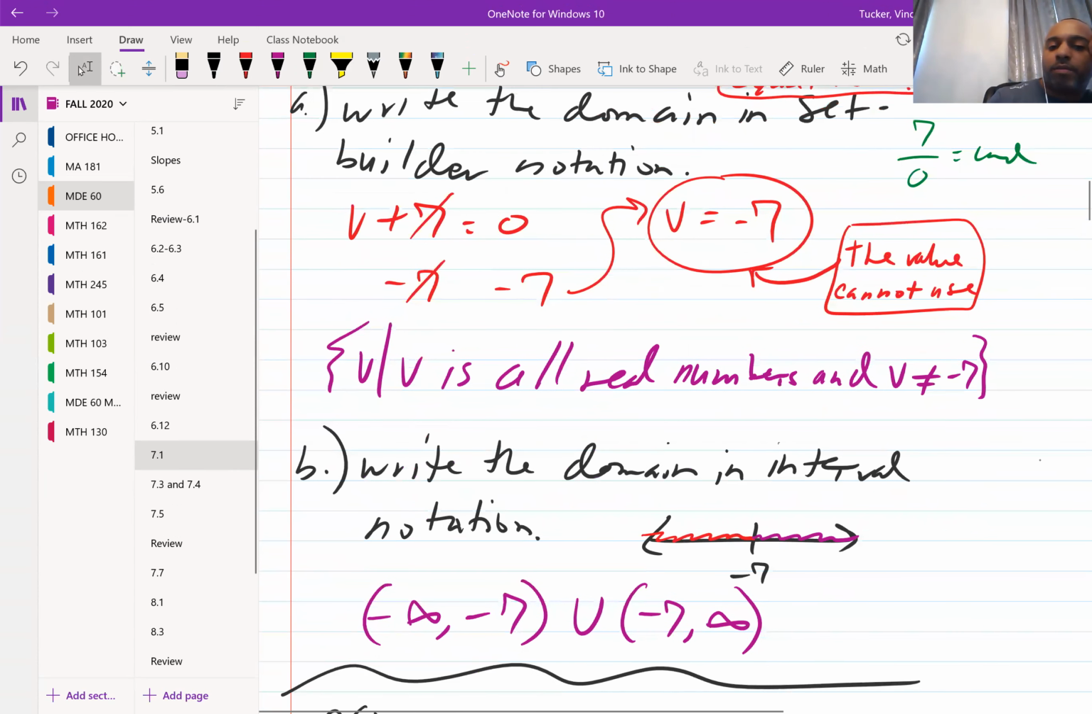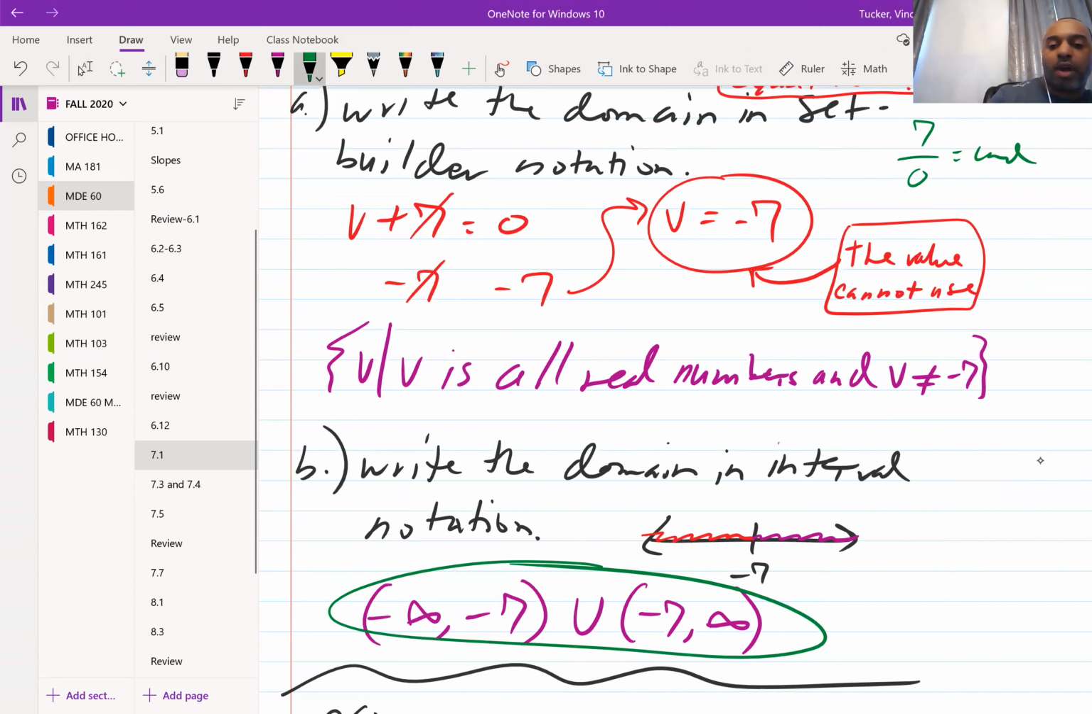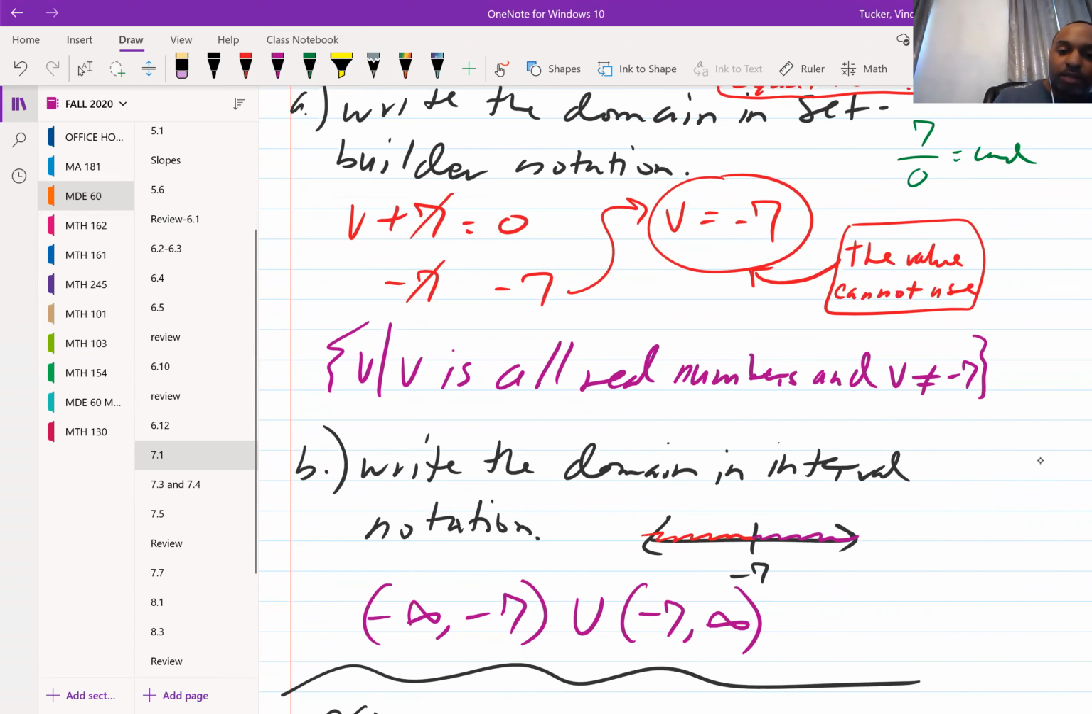And so then here, your domain in interval notation. We've dealt with interval notation before. You can use every value except for negative 7, and that's what this states right here. So I can go from negative infinity up to negative 7, then I can go from negative 7 to infinity. Don't forget, parentheses mean I can use everything up to that value, but I cannot use that value. So that's why we use parentheses on the negative 7. I can get as close to negative 7 as I want. I just cannot use negative 7.